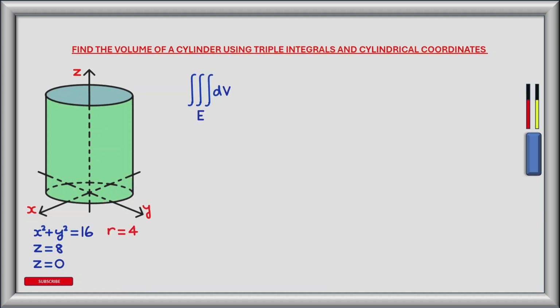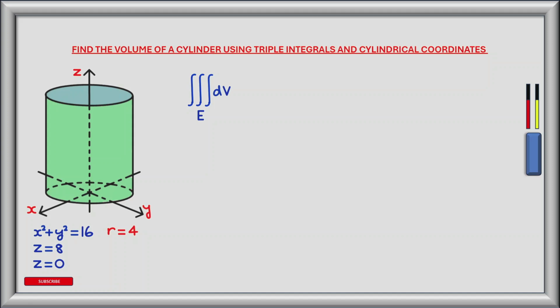To find the volume of the cylinder, we need to integrate over the region we'll call E and sum infinitesimally small pieces of volume, shown here as dV. We need to unpack this and define our region using cylindrical coordinates. This will give us our limits of integration for r, theta and z, and then we need to look at what dV equates to in this context.